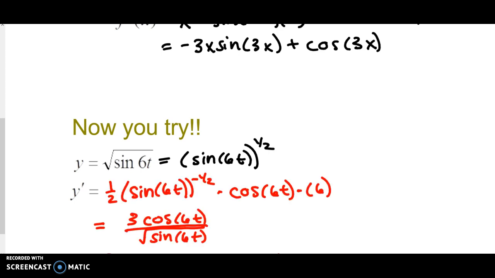Okay, here we go. So this is a double chain rule. The more chains, the better. All right. So I have, bring the exponent in front, I have 1/2 sine of 6t to the negative 1/2, reduce the exponent by 1. Multiply by the derivative of the inside. Well, the derivative of sine of 6t is cosine of 6t times the derivative of the inside again, 6. And last but not least, I multiplied by 6 over 2. That gave me 3. Cosine of 6t stays in the numerator and square root of sine of 6t in the denominator.